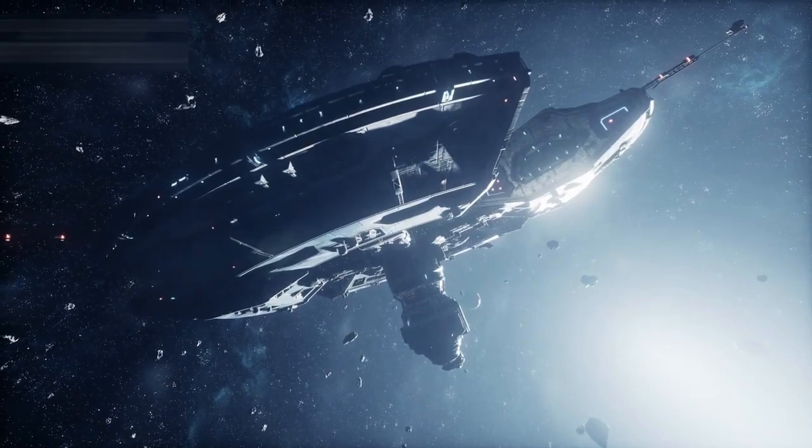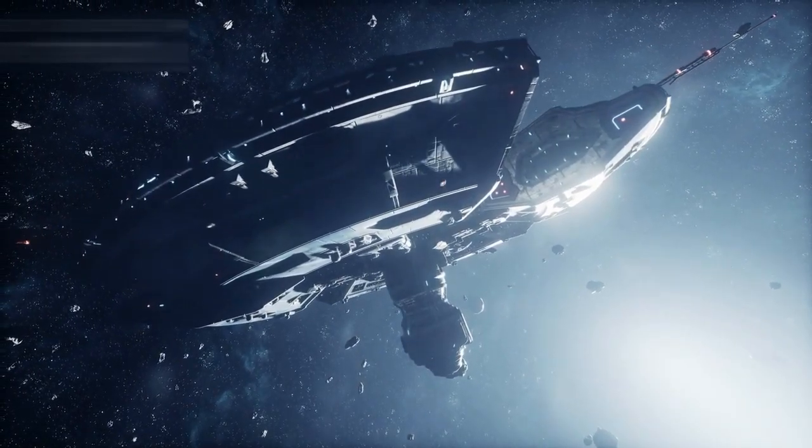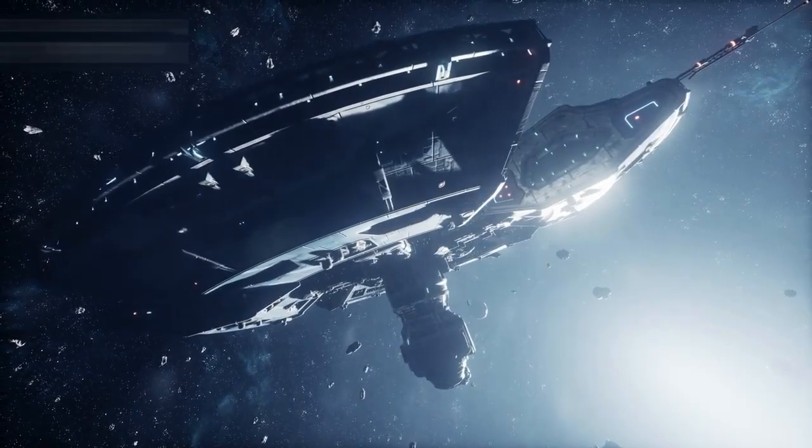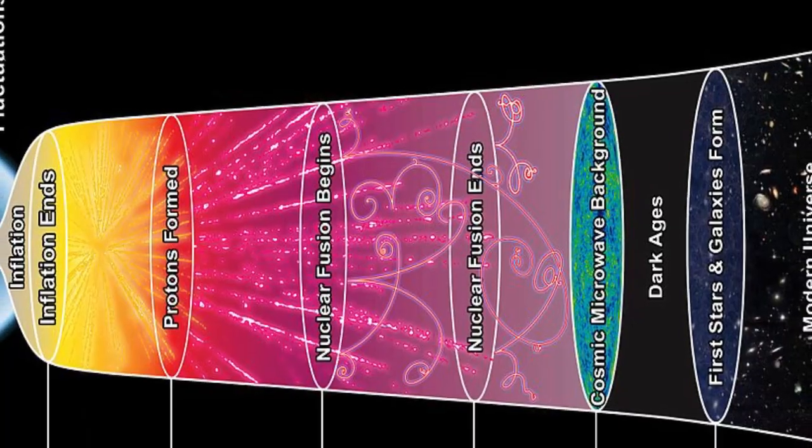Despite their apparent lack of interaction, neutrinos play a crucial role in the cosmos, carrying valuable information that can unlock some of the most profound mysteries.